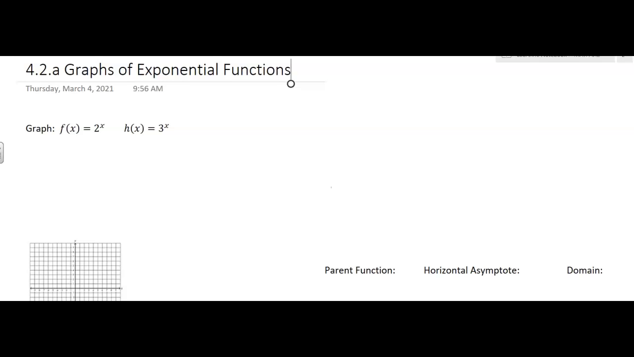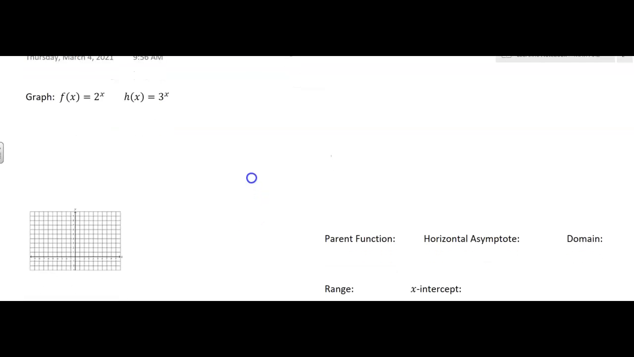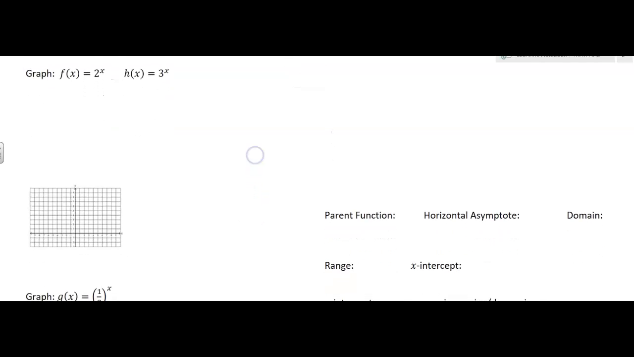So in section 4.2, we're going to be talking about graphs of exponential functions. So we're going to start with two exponential functions that we have here. f of x equals 2 to the x, and then h of x equals 3 to the x. First, let's graph f of x.